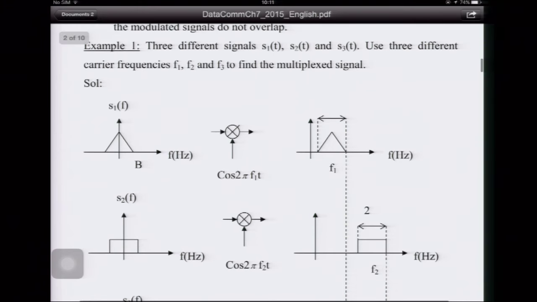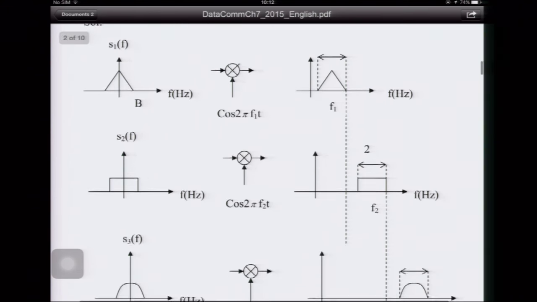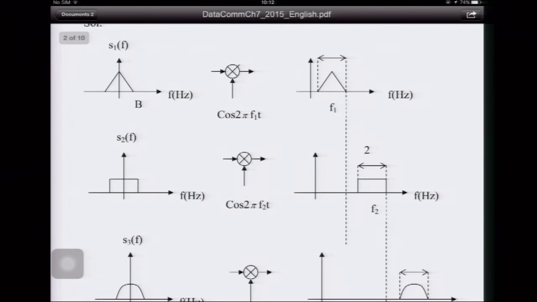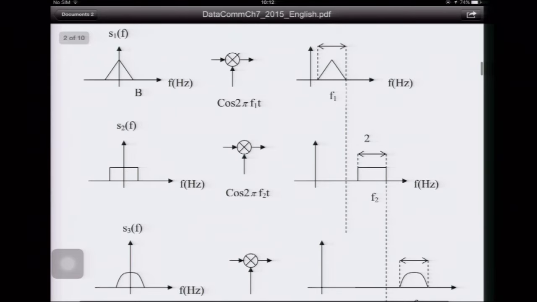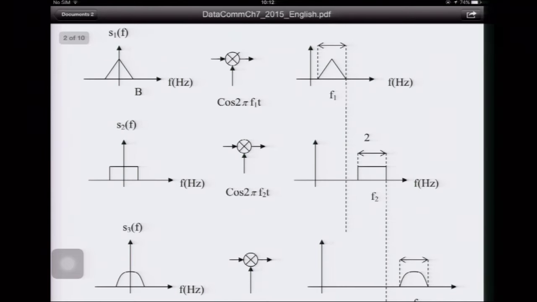So let's see this example. If you have three different signals, s1(t), s2(t), and s3(t), we have to use three different carrier frequencies, f1, f2, and f3, to combine them to get the multiplexed signal. Let all of them have bandwidth B, and this is the spectrum. So the first one is multiplied by cosine 2 pi f1 t.